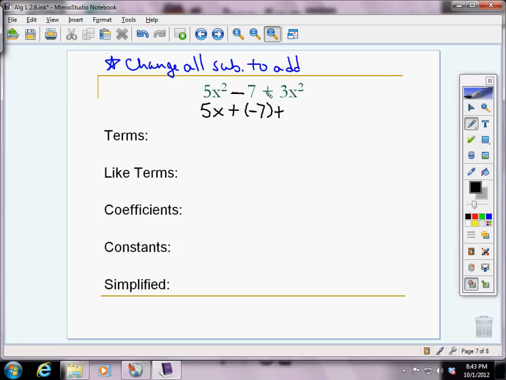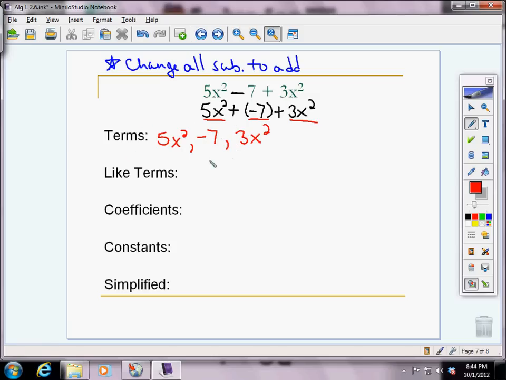now we can rewrite this, and again, if it's a plus sign, we leave it. Now we can write it in terms of all addition. So when we go to list our terms, the parts of an expression that are being added together, we just have to look and see what's being added. 5x is being added to negative 7, which is being added to 3x squared. And I do apologize because this should be 5x squared here. So if we want to see what's being added together, well, 5x squared, comma, is being added to negative 7, comma, which is being added to 3x squared.